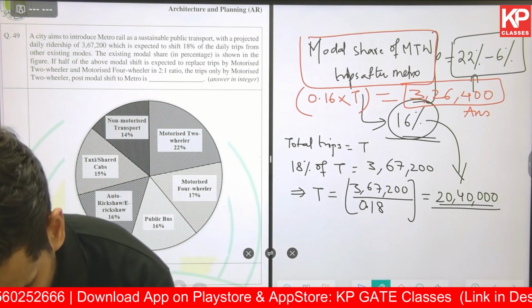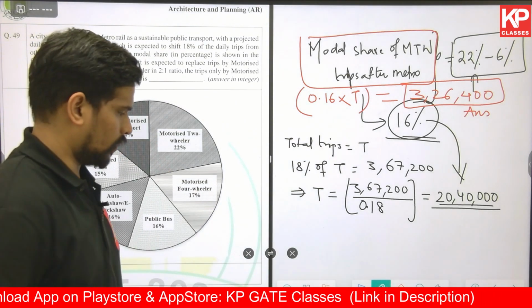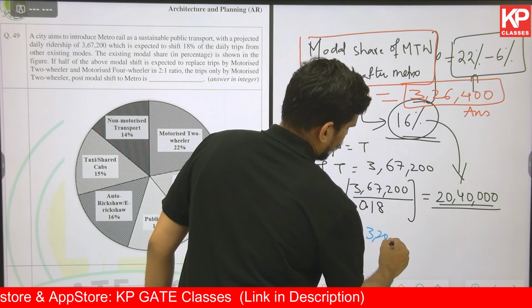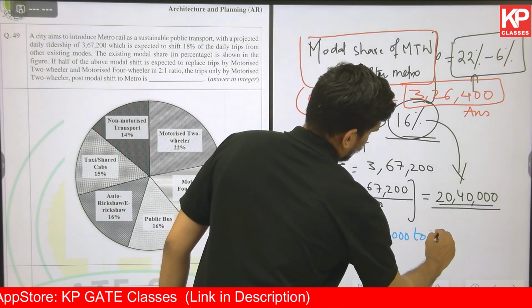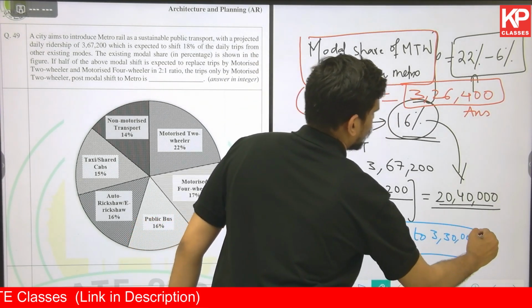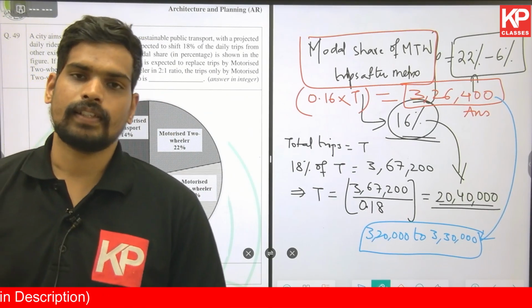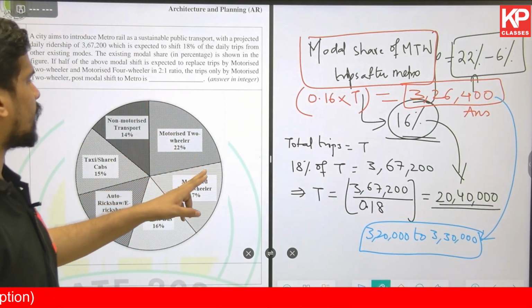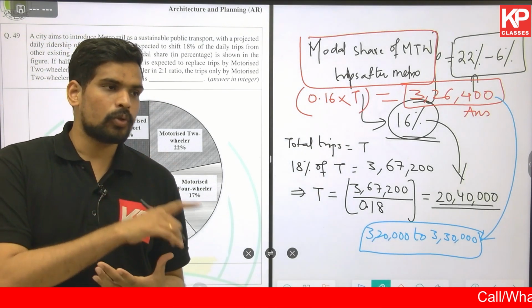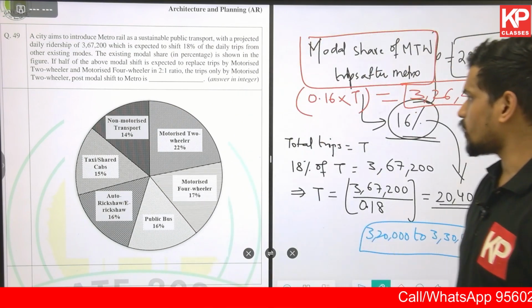3,26,400. The official answer key's range is given as 3,20,000 to 3,30,000. They have given a very wide range, and our answer is exactly within the range. 3,26,400 will be the number of trips of motorized two-wheeler after the modal shift to metro after introducing the metro ridership. So that's the answer for this question.